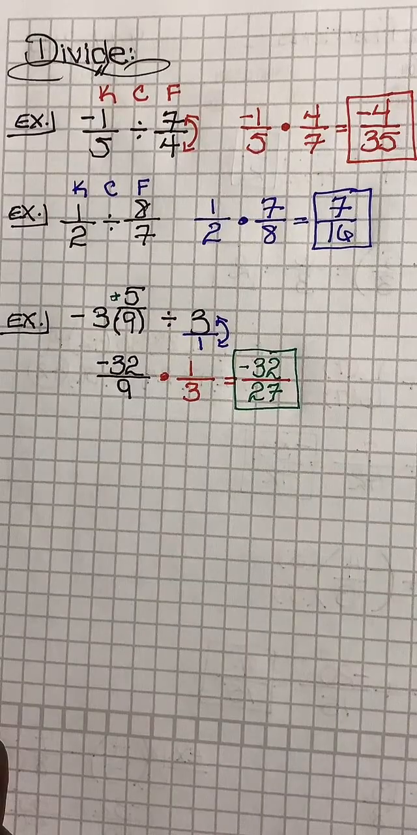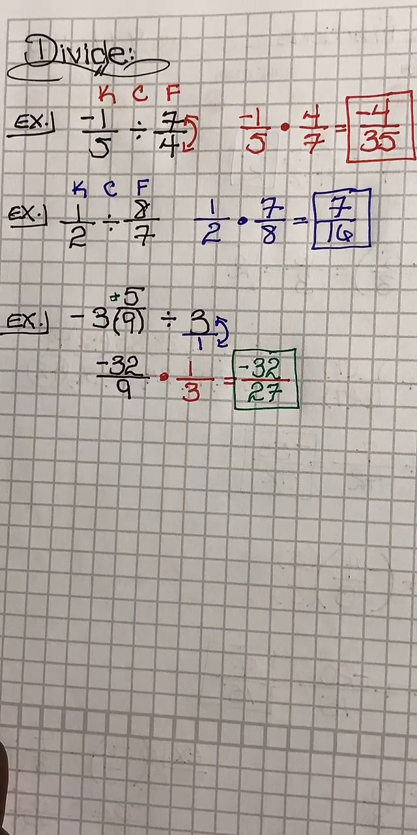Okay. So remember, you only have to worry about same denominators when you're adding and subtracting. When you're multiplying or dividing, you don't need common denominators. That's the major difference between the two.